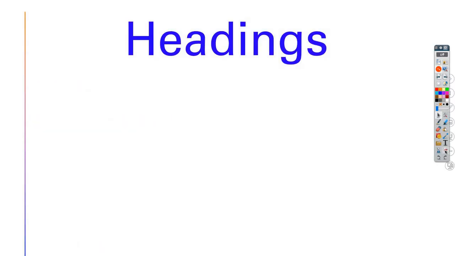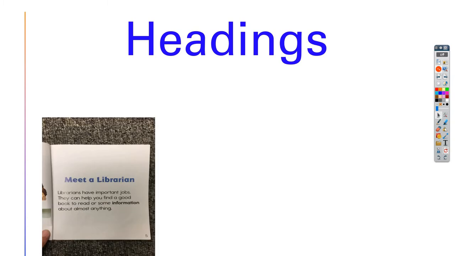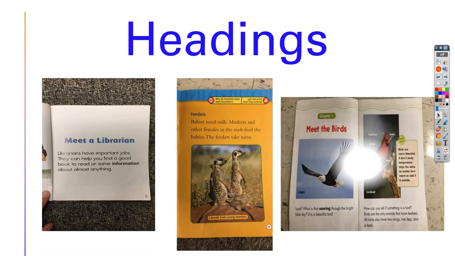All right, the first one is going to be a heading. I've got 3 pages of books here. And every one of these pages has a heading. A heading is something that's at the top of the page, like your head is at the top of your body. A heading is at the top of a page. It's usually bigger. It's usually a different color or like a different font, which means the letters look different. Do you see any headings?